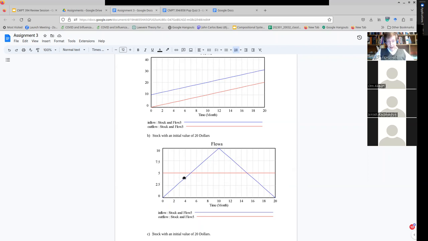It's going to go down initially. It's going to go flat at this point. Then it's going up faster and faster. And then it's still going up here, just slower and slower. And then it's going to be flat. It's not going up anymore. And then it's going down here. And it's going to come down to 20.